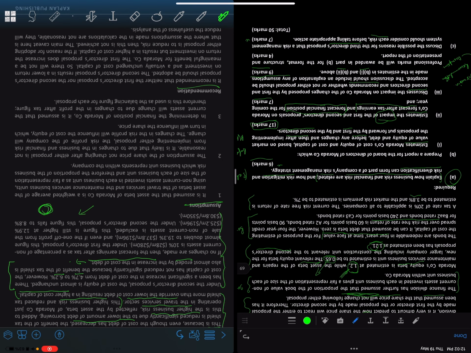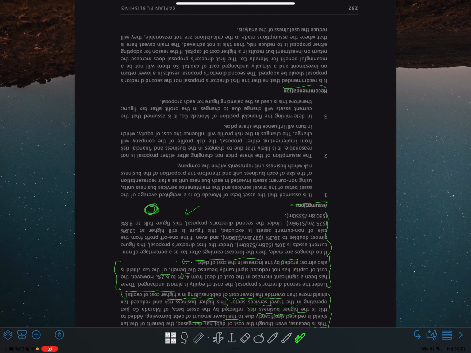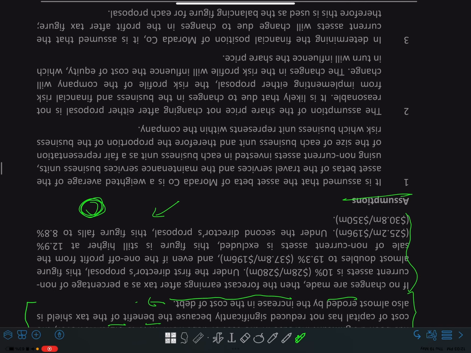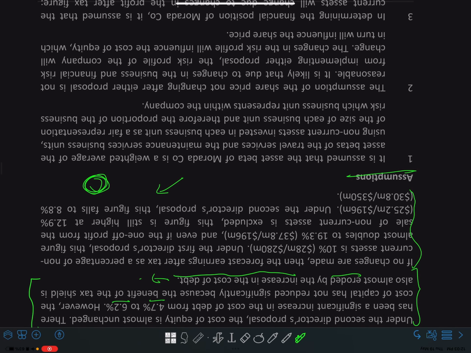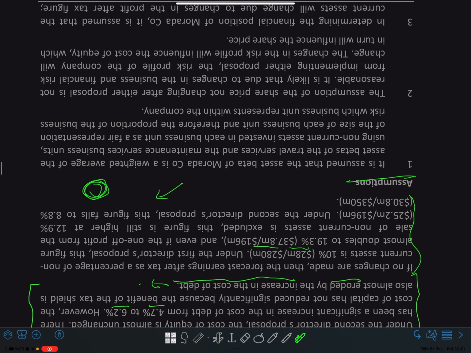So if no changes are made, then the forecast earnings, let's just see this as well. If no changes are made, then the forecast earnings after tax as a percentage of non-current assets will change by that much. Forecast earnings after tax.